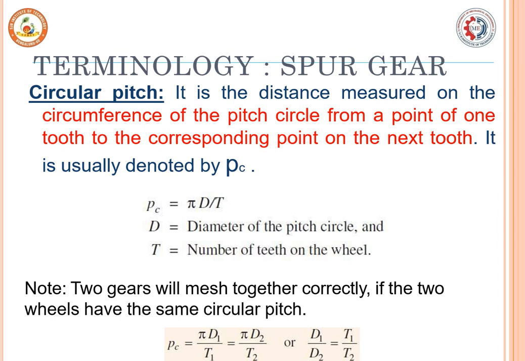Further, the spur gear is characterized by the pitch, the circular pitch. It is the distance measured on the circumference of the pitch circle from a point on one tooth to the corresponding point on the next tooth. So Pc is equal to pi d divided by t, where d is the diameter of the pitch circle and t is the number of teeth on the wheel. So here Pc is equal to pi d1 by t1, which must be equal to pi d2 divided by t2, or it can be noted that d1 by d2 is equal to t1 by t2. Like this we must be able to have connectivity.